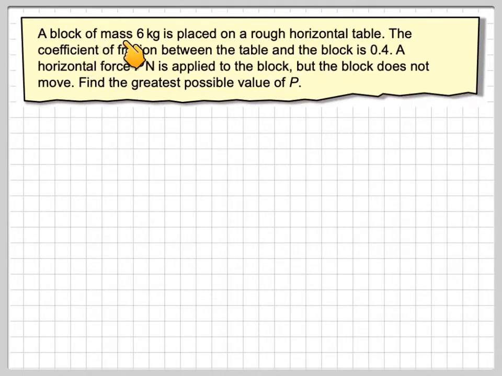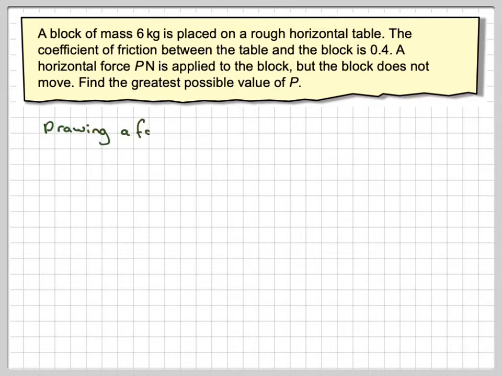A block of mass 6 kilograms is placed on a rough horizontal table. The coefficient of friction between the table and the block is 0.4. A horizontal force P newtons is applied to the block, but the block does not move. Find the greatest possible value of P.